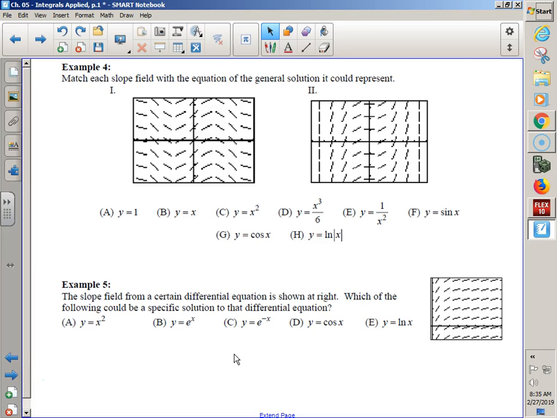Multiple choice. So what do you guys see up here? You have 2 slope fields, 1 and 2, and you have lots of different options, 1, 2, 3, 4, 5, 6, 7, 8. 8 different possible functions. What's most important, and we'll write down some clues, what's most important with matching problems in slope fields is getting oriented correctly with what you're matching.